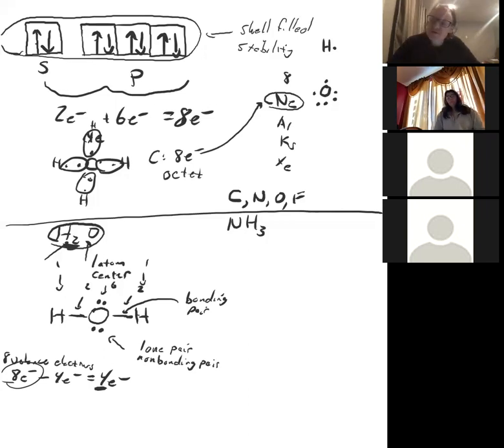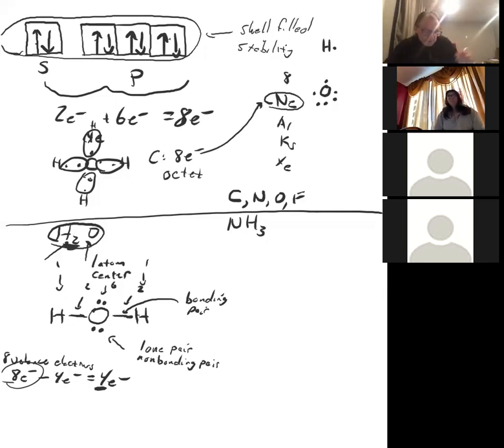So if the question was, how many lone pairs does the oxygen have? The answer would be 2. There's a lone pair on the top and there's a lone pair on the bottom. How many bonding pairs are there? Well, there's 2. There's 1 to each hydrogen, so that's 2. How many valence electrons are there? There's 8. Which element is obeying the octet rule? Oxygen. Which element is obeying the duet rule? Hydrogen. Hydrogen is the only element in Lewis structures that obeys the duet rule.